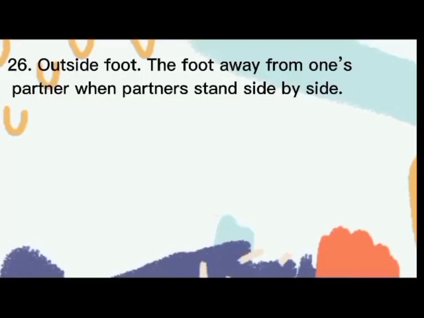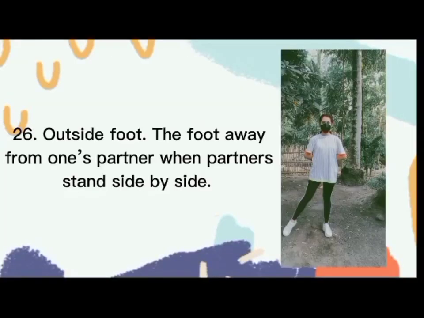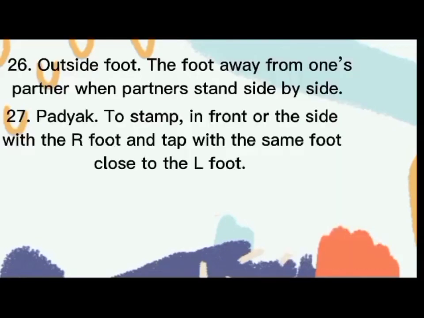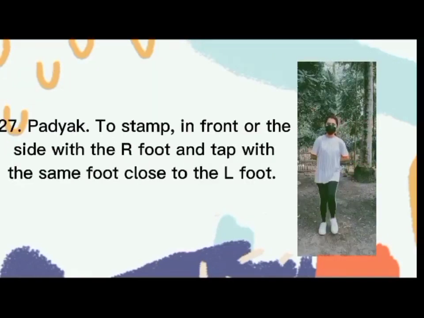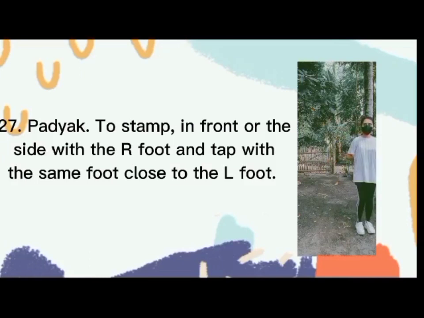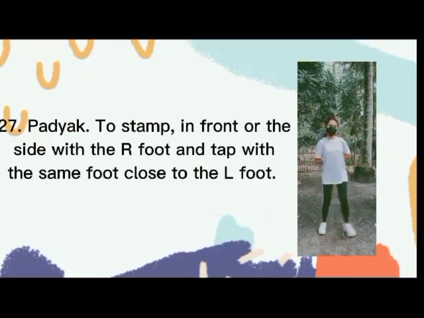So number 26, outside foot. The foot away from one's partner when partners stand side by side. Next, number 27, padyak. To stamp in front or the side with the right foot and tap with the same foot close to the left foot.